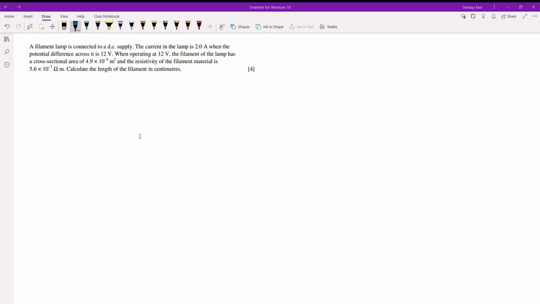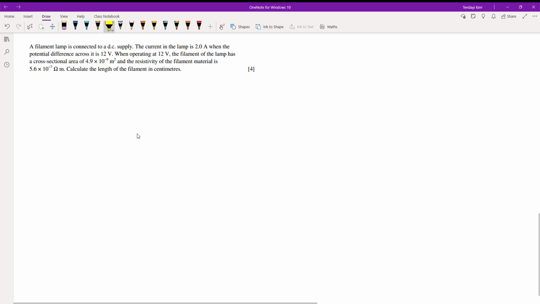Right, so next question. We've got a filament lamp connected to a DC supply. The current in the lamp is 2 amps when the potential difference across it is 12 volts. When operating at 12 volts, the filament of the lamp has a cross-sectional area of 4.9 times 10 to the minus 9 meters squared, and the resistivity of the filament material is 5.6 times 10 to the minus 7 ohm meters. And the question wants you to calculate the length of the filament in centimeters.